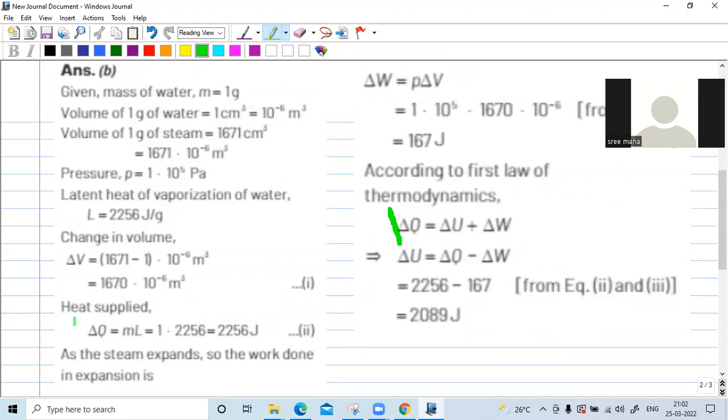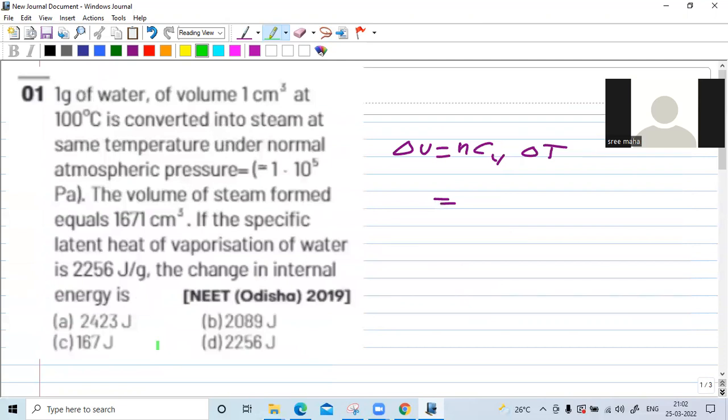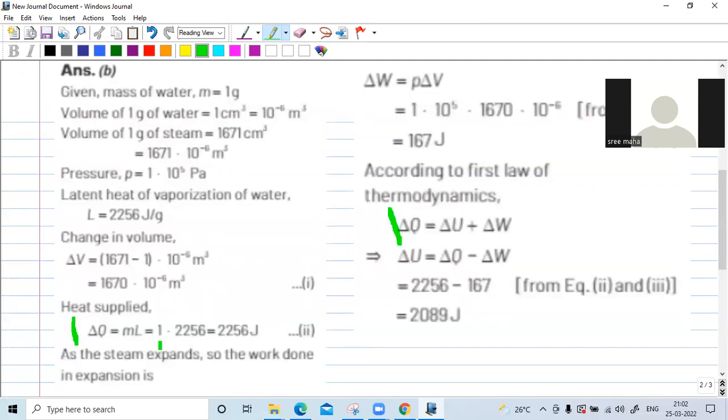So delta Q is mass into latent heat. The mass is 1 gram and the latent heat is per gram. So it's simple. You know delta Q, and delta V is known in cubic meters, and pressure is known. If you put everything in, you will get the answer. Delta W is P into delta V.